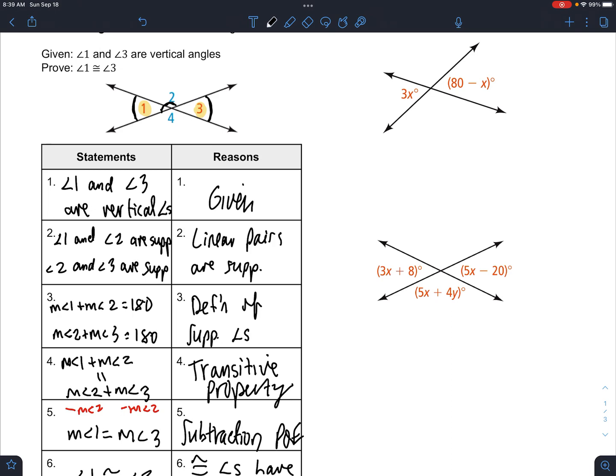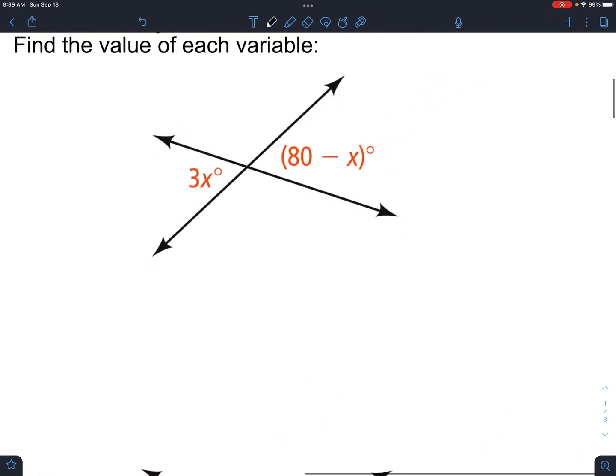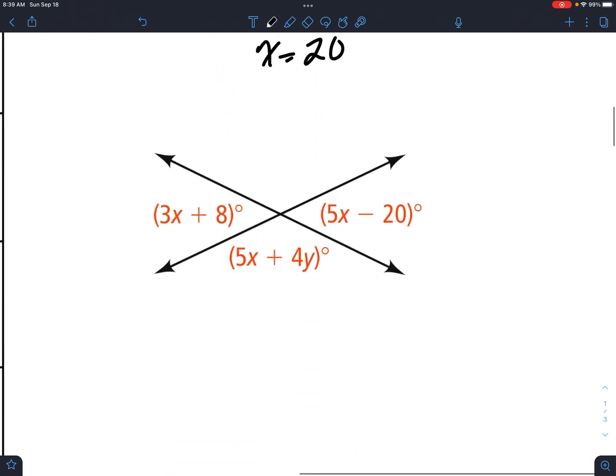Okay? So with this fact, we can answer questions like this. Because now we know that vertical angles are congruent. So I can set this up right away. And we've done plenty of these little equations. And there you have it. Another type of question we can solve.